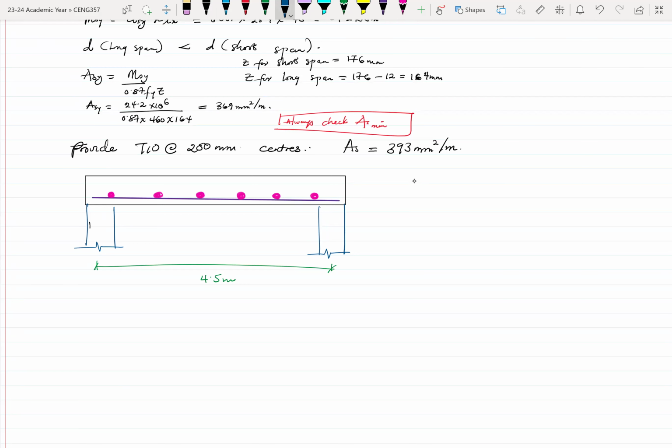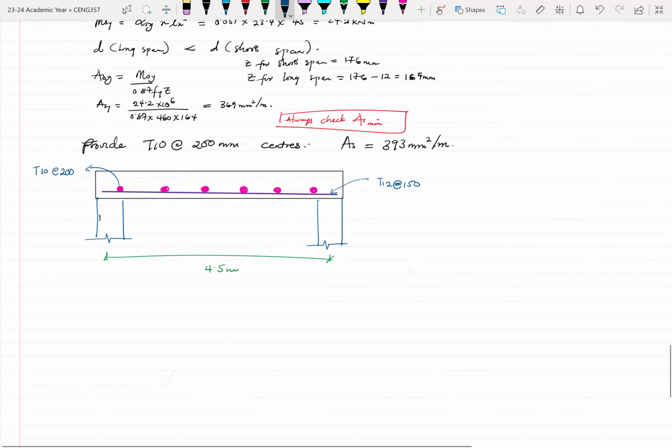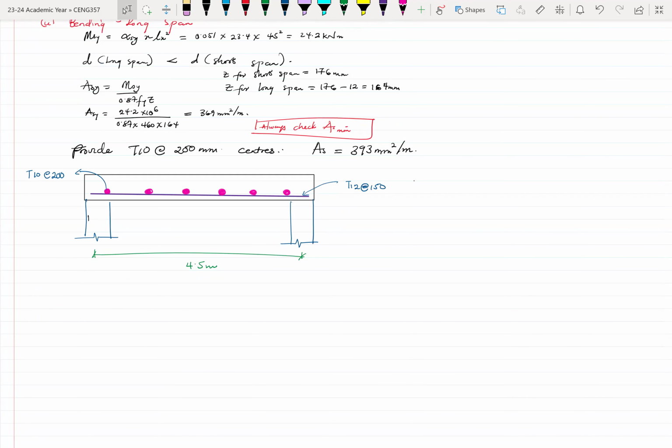Okay, so the purple here is the T12 at 150, which is parallel to the shorter span. Then this one here is our T10 at 200, which is for the longer span. And that is basically how we deal with it. So this is the elevation view. If you want to draw the plan view, this is how the plan view would look for the same.